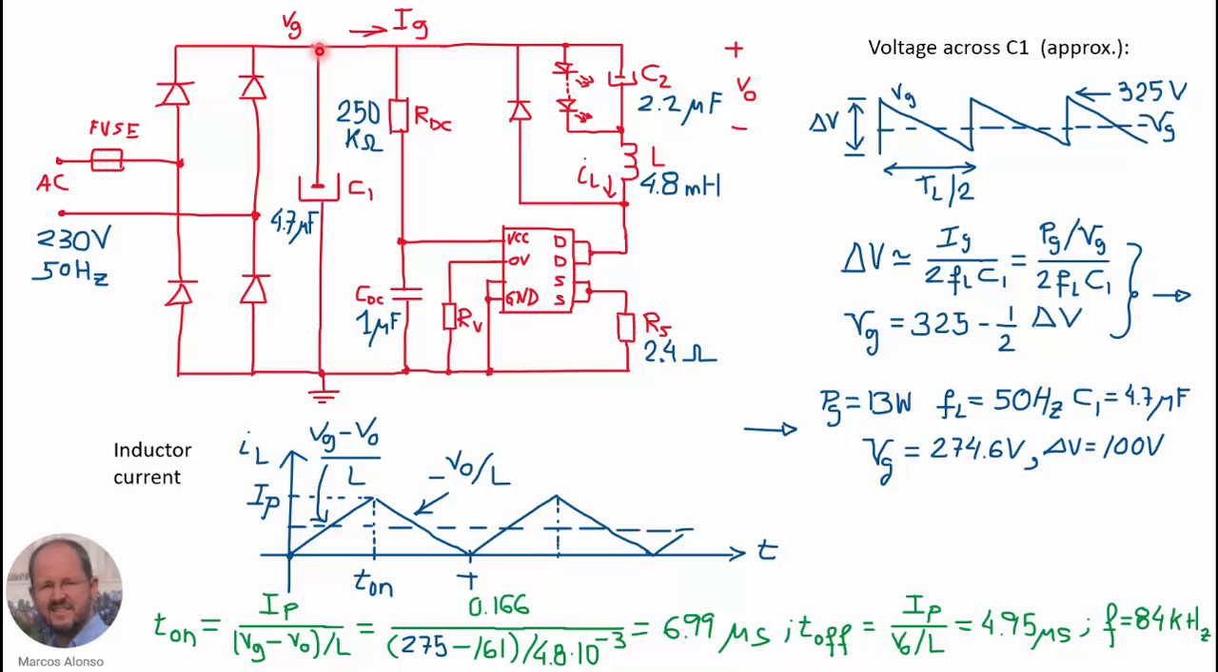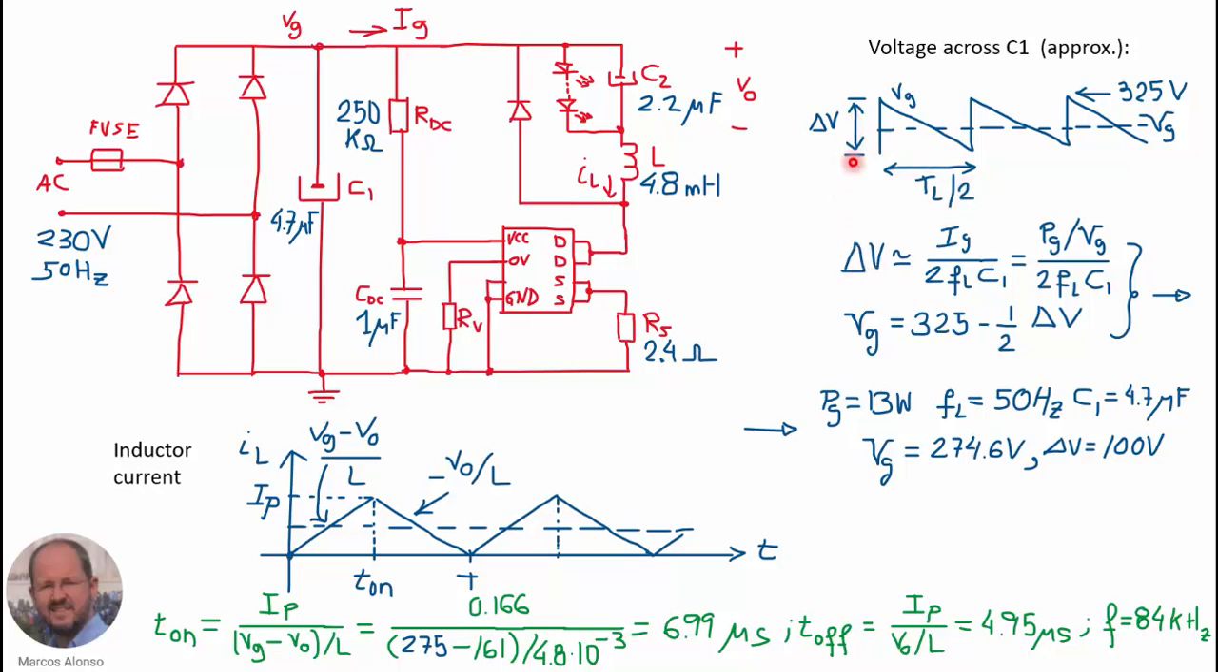So we can assume that due to the filtering of this capacitor, we are going to have approximately a sawtooth waveform at this point, VG, with an average value, which is this value, uppercase VG. So this is the typical approximation for a capacitor-based filter in which we are assuming that the current is circulating from the capacitor during the whole semi-period.